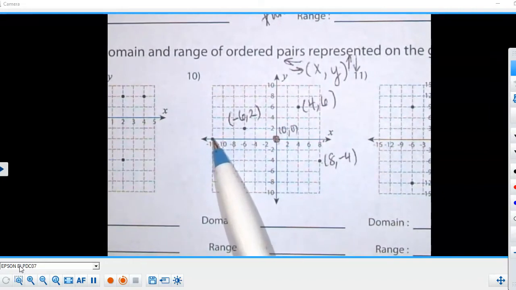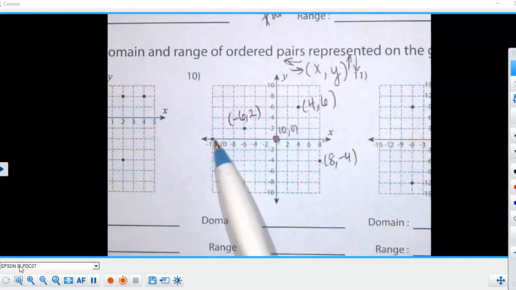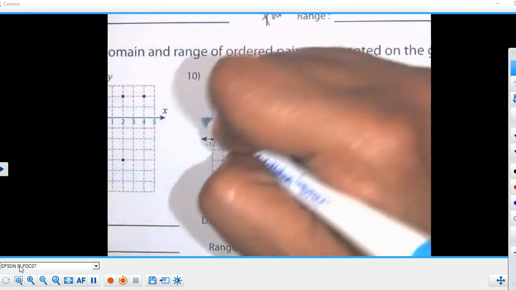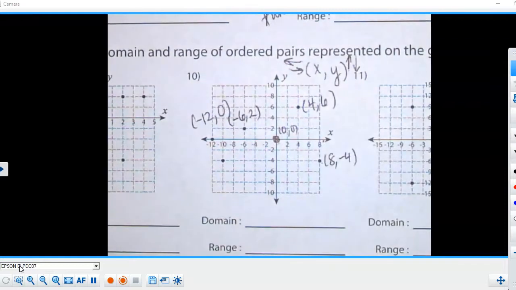It's sitting right on the x-axis. So that means I'm going all these jumps to -12, but I don't go up and I don't go down. So it's a 0 for the y. So this is -12 because we went 12 units to the left and we went nowhere up and down.